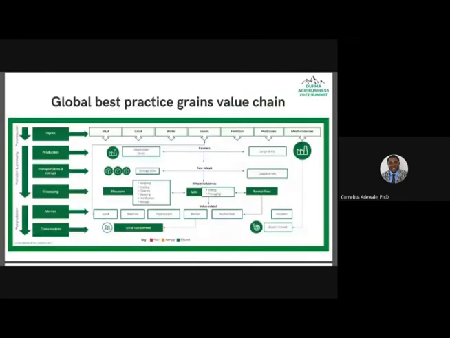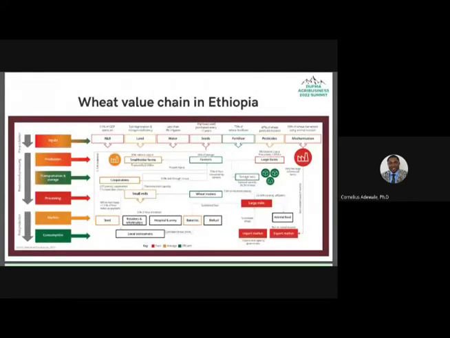But remember the chart that I showed about the value chain as a whole? If we just zoom into that and look at the wheat value chain in Ethiopia, it will look something like this. So we are talking of a case of a country that is doing relatively okay, that is maybe doing well in terms of the wheat value chain as a whole.